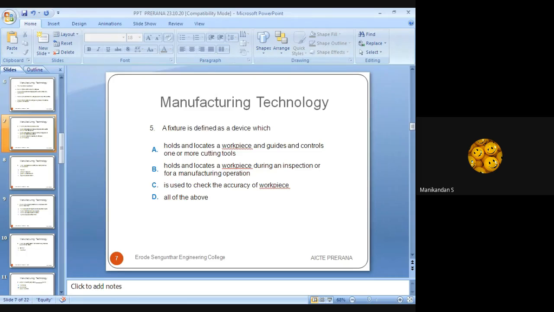Next question. A fixture is defined as a device which holds and locates a workpiece and guides and controls one or more cutting tools; holds and locates a workpiece during an inspection or for a manufacturing operation; is used to check the accuracy of the workpiece; all the above.